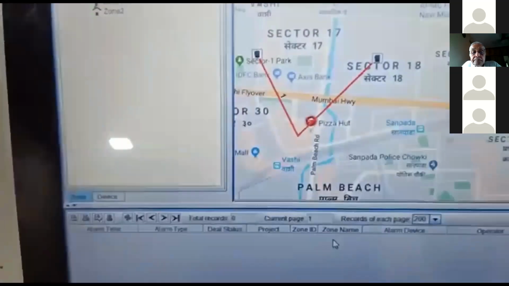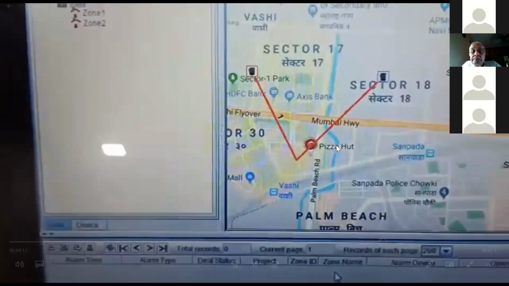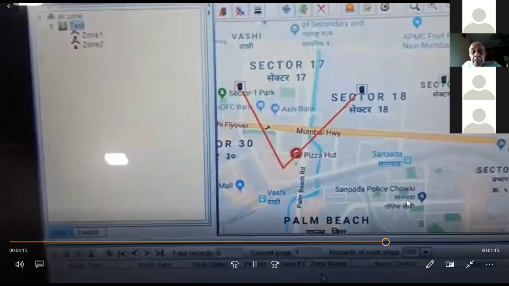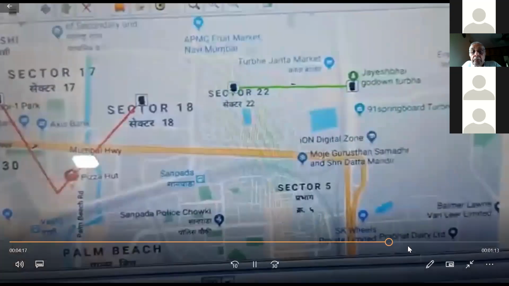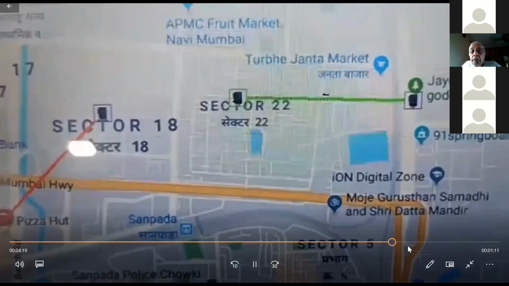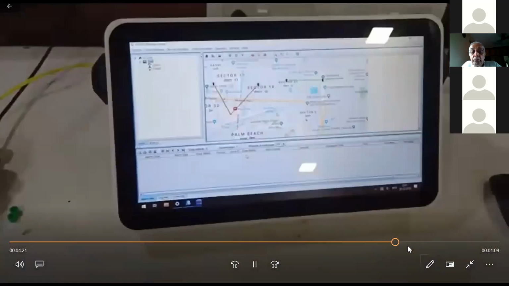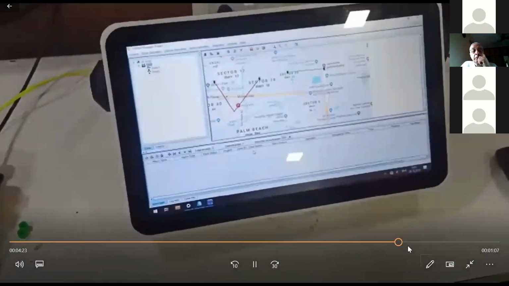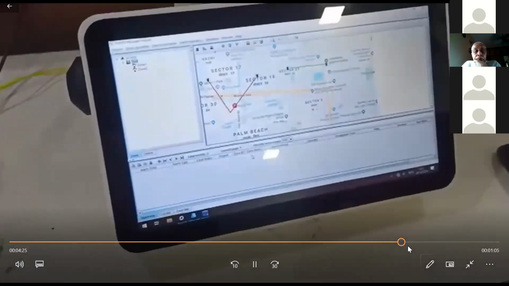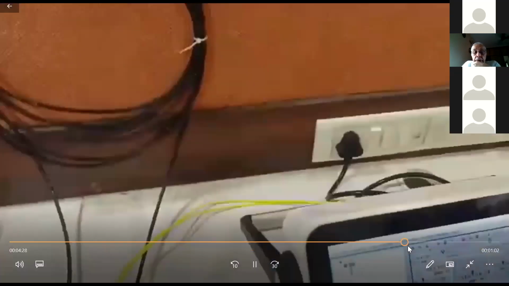So what is the accuracy? It will pinpoint the intrusion. It will pinpoint in the zone, because it is a zone-based device. Whatever zone we make, it will pinpoint in that zone. A zone may be 100 meters or 200 meters like that. So it will pinpoint in that zone.